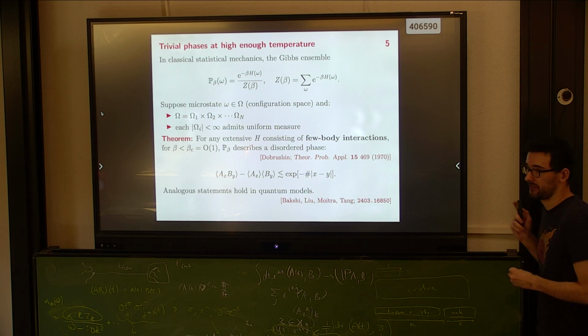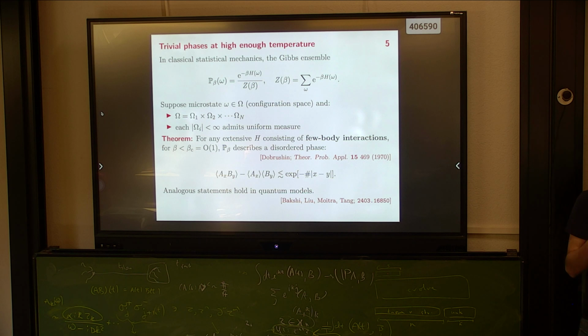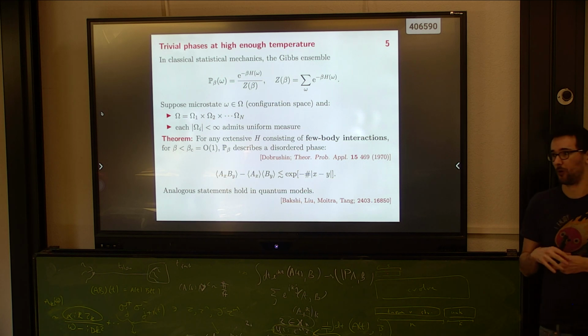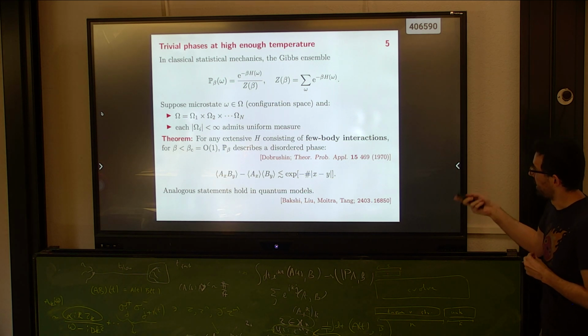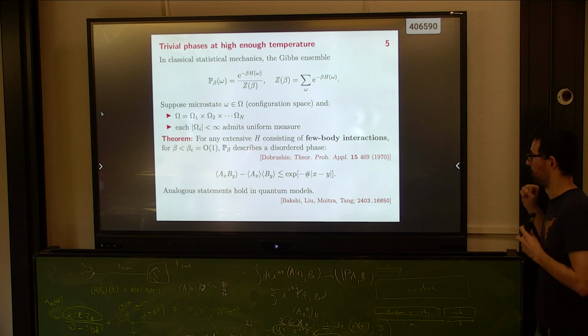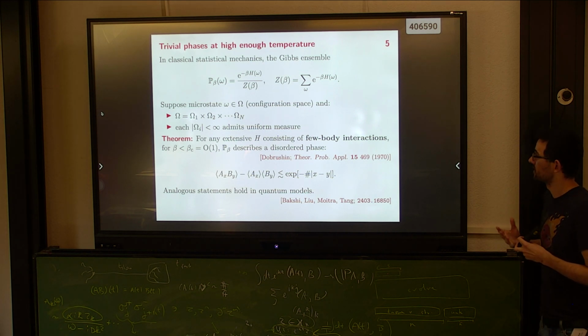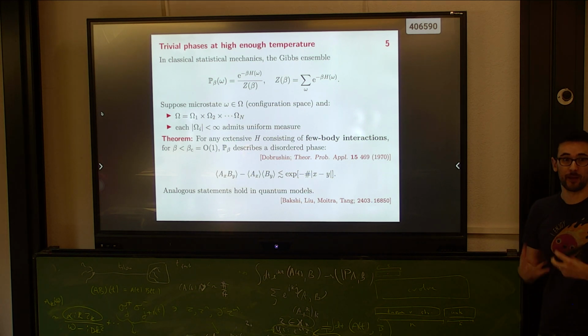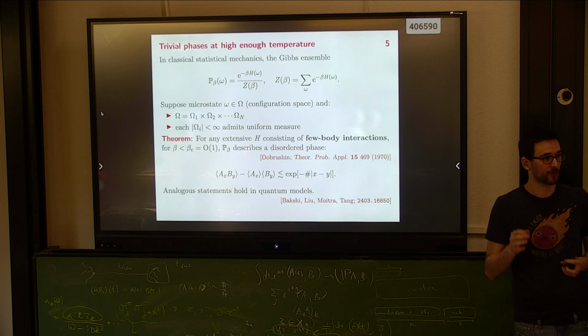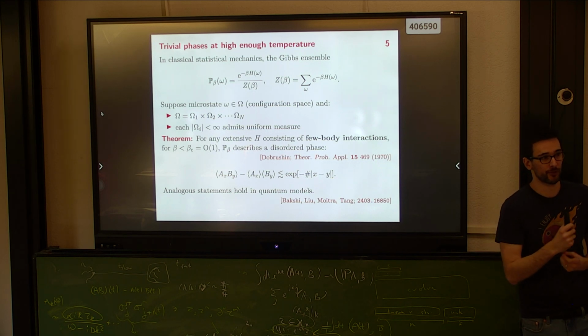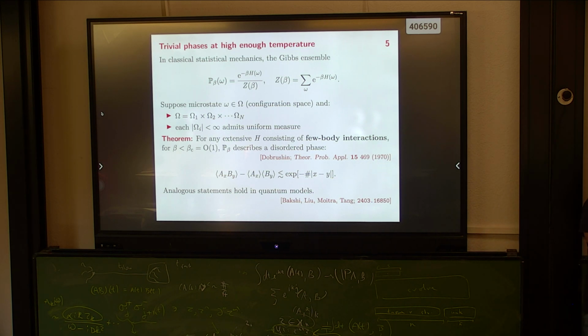And this can also be done in quantum models. And in fact, it's recently been shown that a much stronger statement holds: for beta smaller than some non-zero beta C, the Gibbs density matrix is in fact separable. So there's a sense in which there's absolutely no entanglement at high temperature in quantum lattice models.